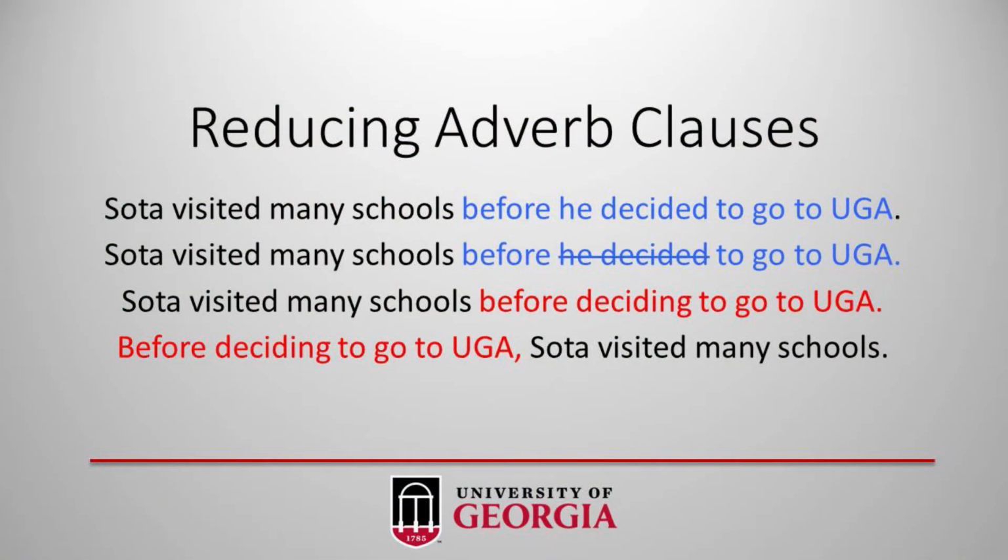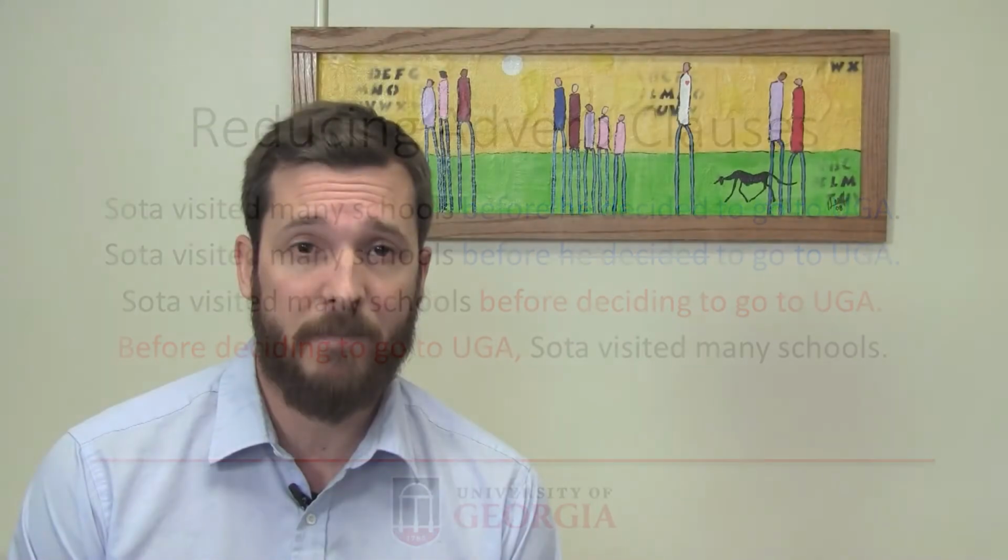Okay, in my first example, Sota visited many schools before he decided to go to UGA. In this case, my adverb clause is before he decided to go to UGA. My verb is in the past tense, decided. Now, I can reduce this to an adverb phrase. Let's take a look at how I do that.